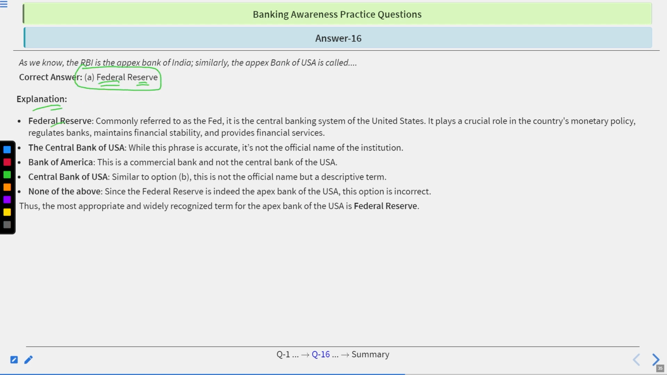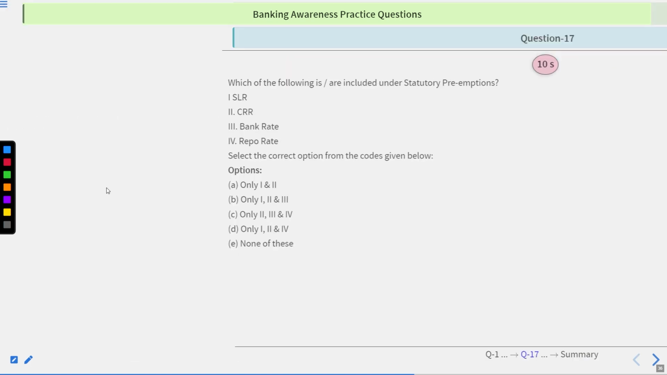Federal Reserve. Explanation: the Federal Reserve, commonly referred to as the Fed, is the central banking system of the United States. It plays a crucial role in the country's monetary policy, regulates banks, maintains financial stability, and provides financial services. Central Bank of USA: the phrase is accurate, but it is not the official name of the institution. Bank of America is a commercial bank and not the central bank of the US. Central Bank of USA is similar to option B. None of the above: if option A is correct, then automatically this will be incorrect.